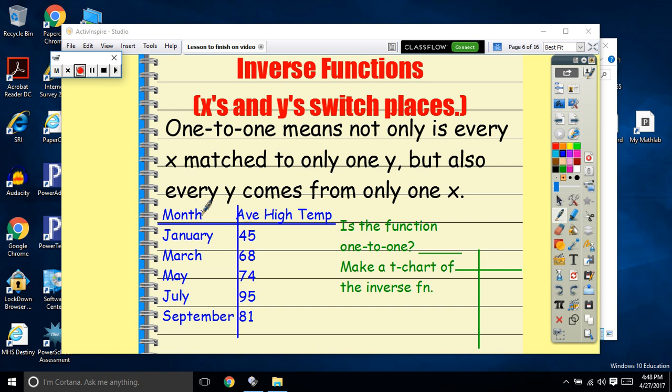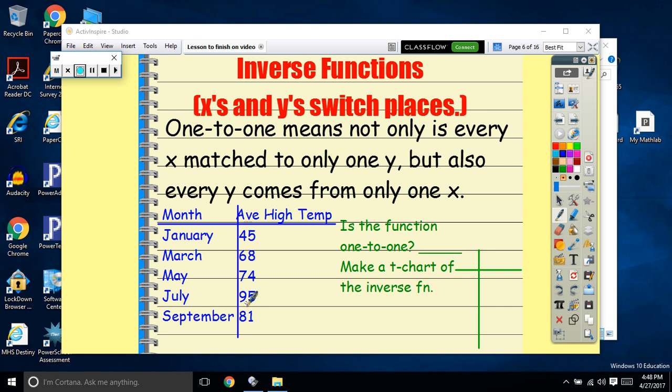Well, let's look at the t-chart here. I can tell it's a function because every x goes with one and only one y. See, January only goes to 45 degrees. March only to 68 degrees. May only to 74. July only to 95. And September only to 81. The question, though, is the function one-to-one?